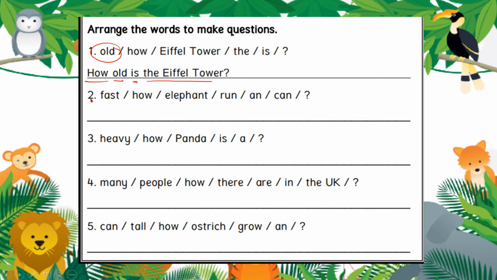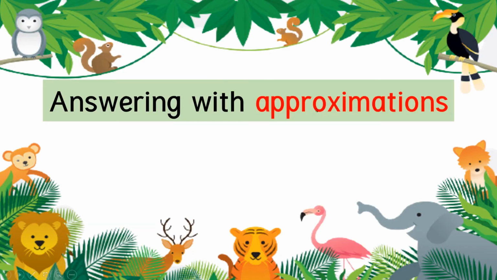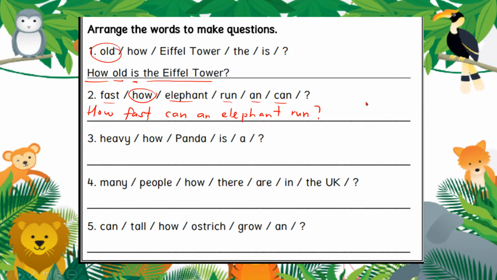Okay, for number 2, macam mana mula-mula? Mula-mula apa? First is how. Lepas tu, lepas how, kena adjective kan? Which one is adjective? Fast, elephant, run, and can. Fast is an adjective. How fast can an elephant run? Berapa laju gajah boleh lari?